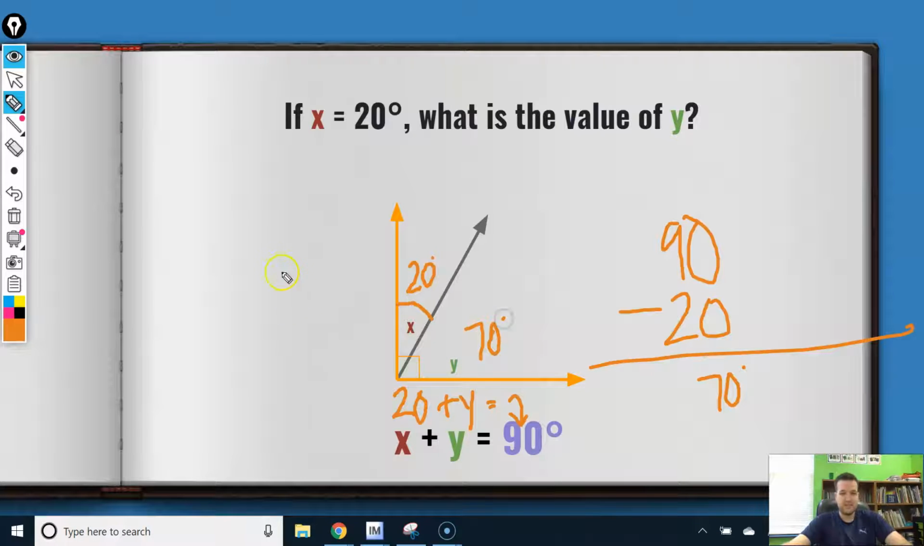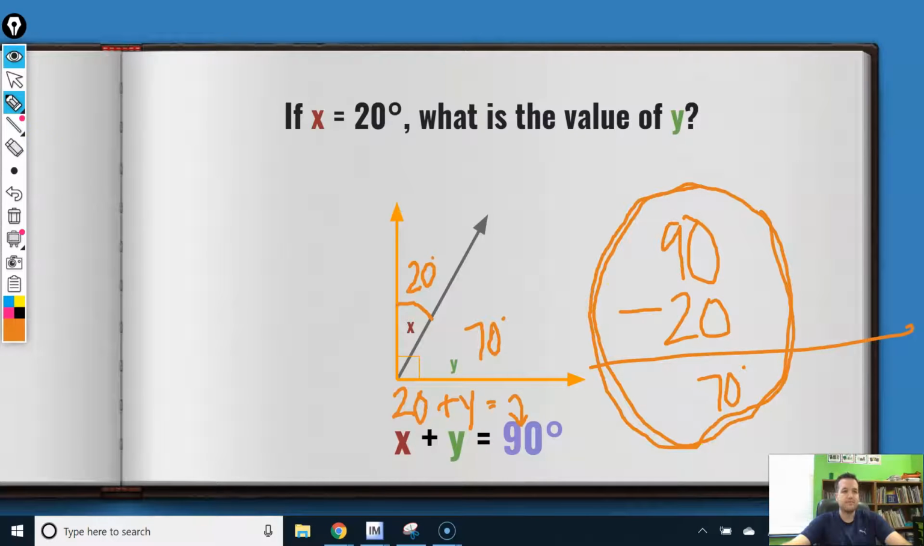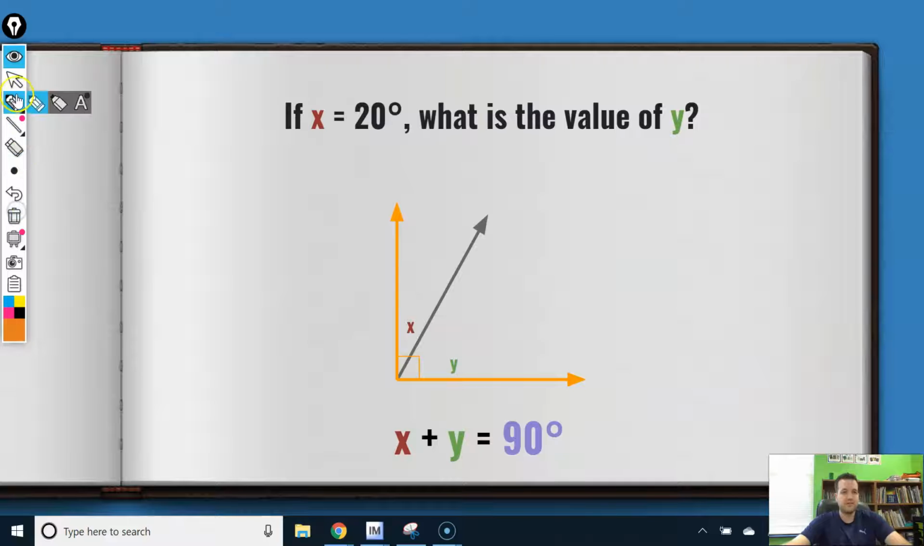So y would be 70. This would be like the work that you would have on a test or an assessment, by the way, or in your practice problems. If y equals 35, what's the value of x?